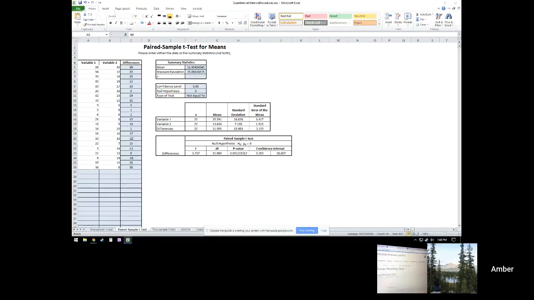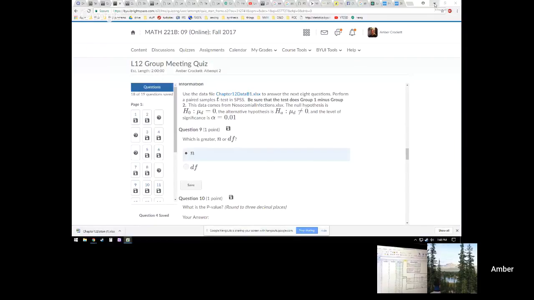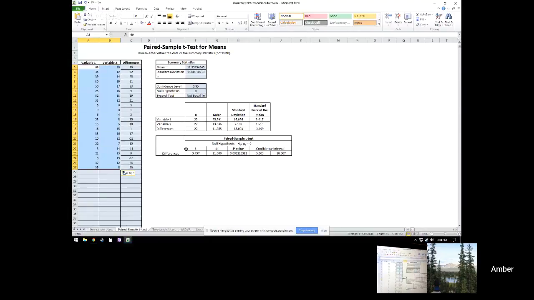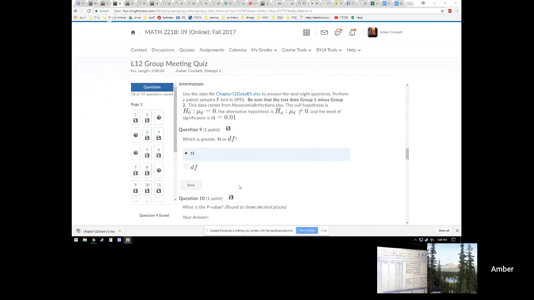Yay. Okay, it just pasted. That one was easier. What is the greater, N or DF? DF is 21, N is 22. So it's N.